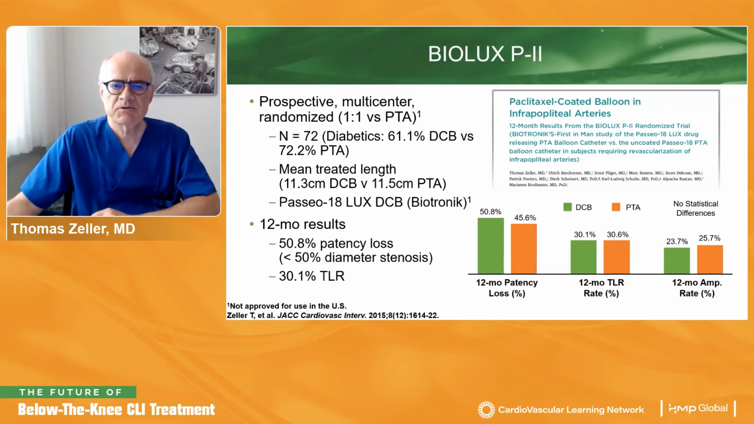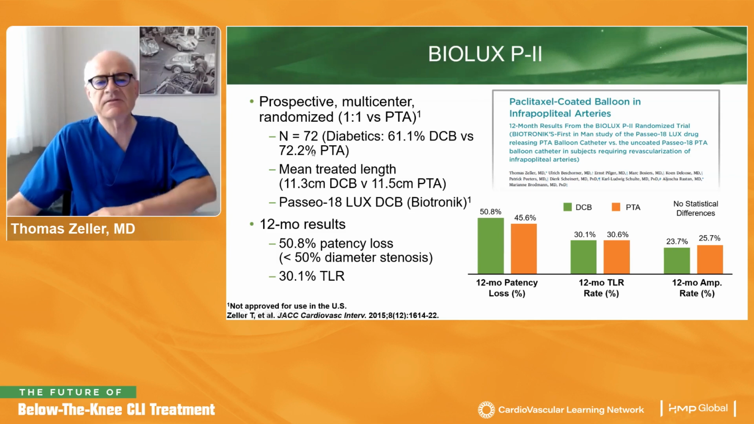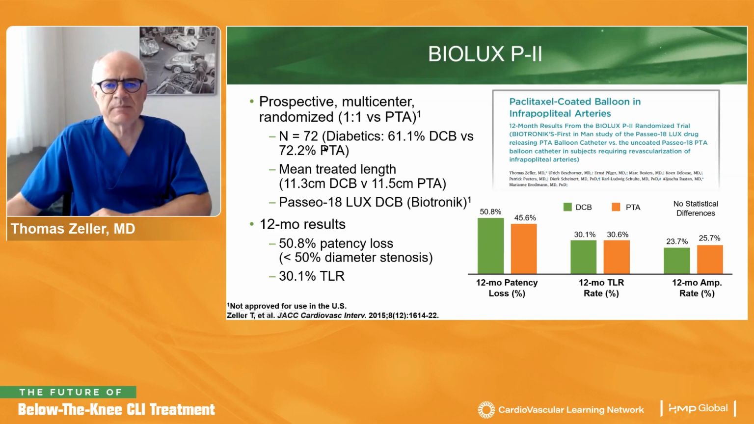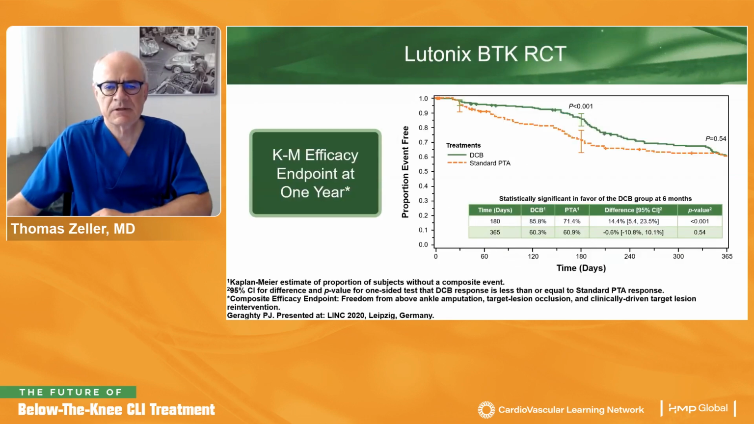The second trial, which was also a negative trial, including much smaller patient numbers as compared to IN.PACT Deep, was the BIOLUX P2 study using the Passeo-18 Lux DCB, which is not available in the US for clinical use. Again, if you look here at loss of primary patency, freedom from TLR rate at 1 year, and amputation rate, no difference between an uncoated balloon and this particular drug-coated balloon. Again, a negative trial in terms of technical and clinical efficacy of the drug-coated balloon.